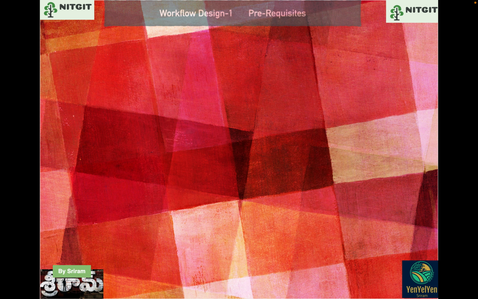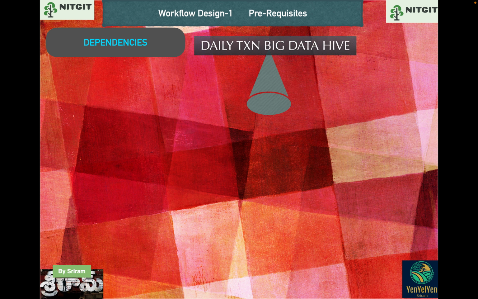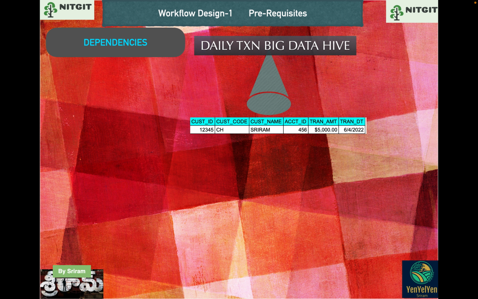We're still discussing the prerequisites, the second point, that is dependency, identifying and understanding the dependency. Let us take an example for better understanding. The daily transaction big data gives us daily transactions of each and every account, for example customer ID, customer code, customer name, account ID, transaction amount and transaction date.